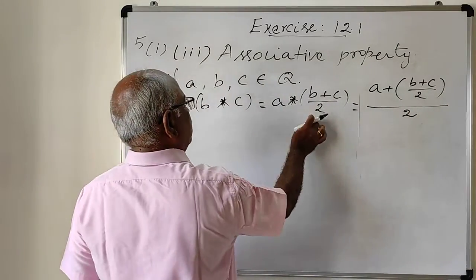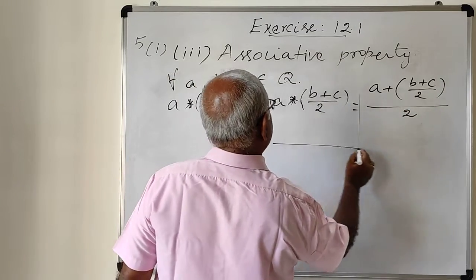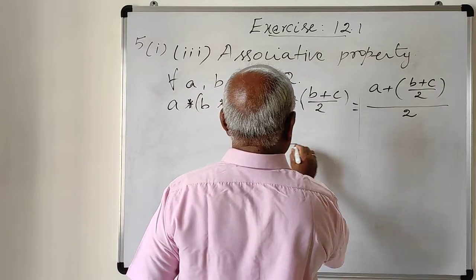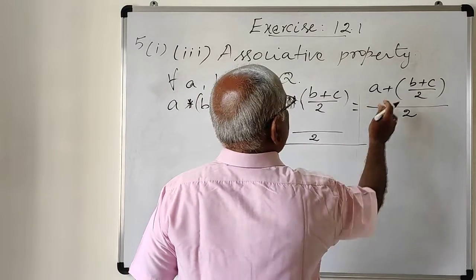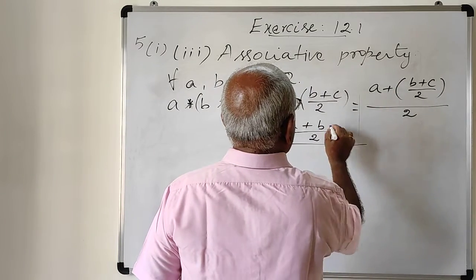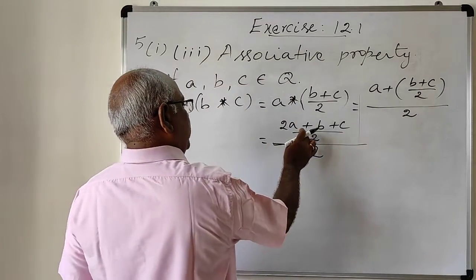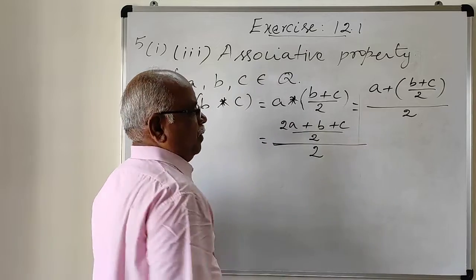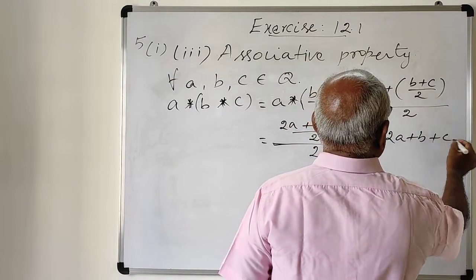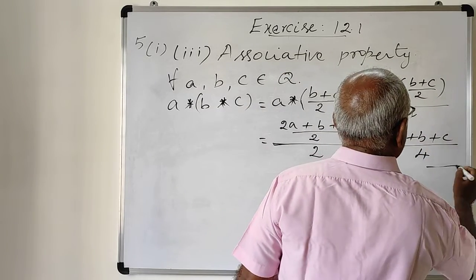Considering the numerator, take 2 as the LCM of the numerator: 2 into a is 2a, plus (b plus c), by the denominator 2. The denominator of the numerator comes into the denominator, so it is equal to (2a plus b plus c) by 2 into 2, that is 4. Consider this as expression 1.